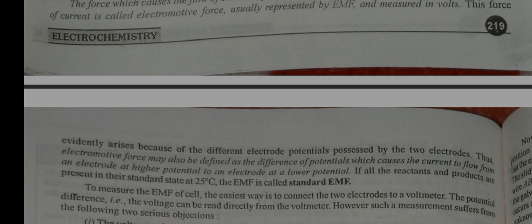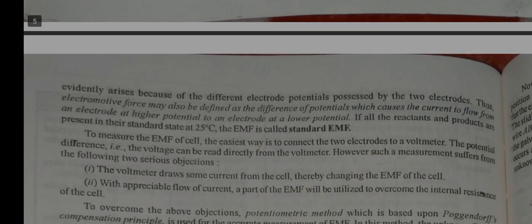This electromotive force may also be defined as the difference of potentials which causes the current to flow from an electrode at a higher potential to an electrode at a lower potential. If all the reactants and products are present in their standard state at 25 degrees Celsius, the EMF is called standard EMF. To measure the EMF of a cell, the easiest way is to connect the two electrodes to a voltmeter.